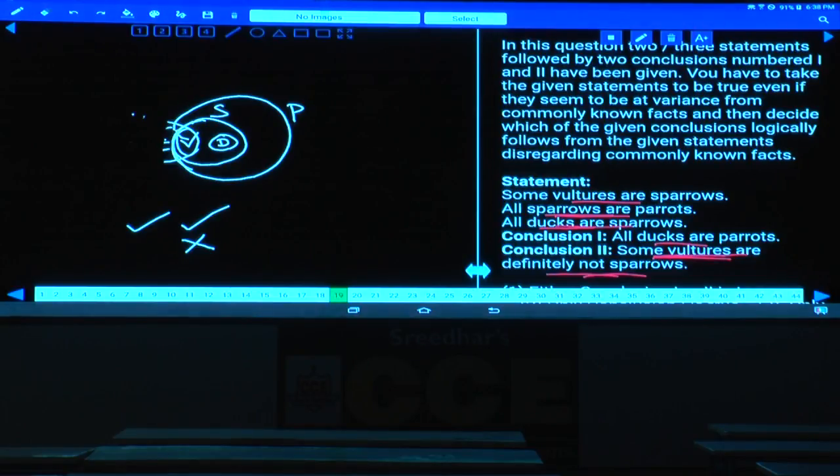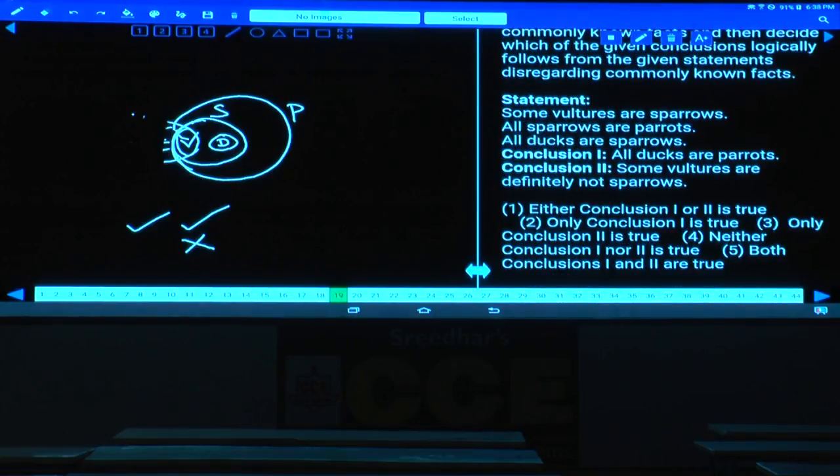Then what is your answer here? Alternate diagram proven, previous conclusion false, and so only conclusion 1 follows. Only conclusion 1, and it is given in choice 2. Choice 2 is the answer. Done with this one?